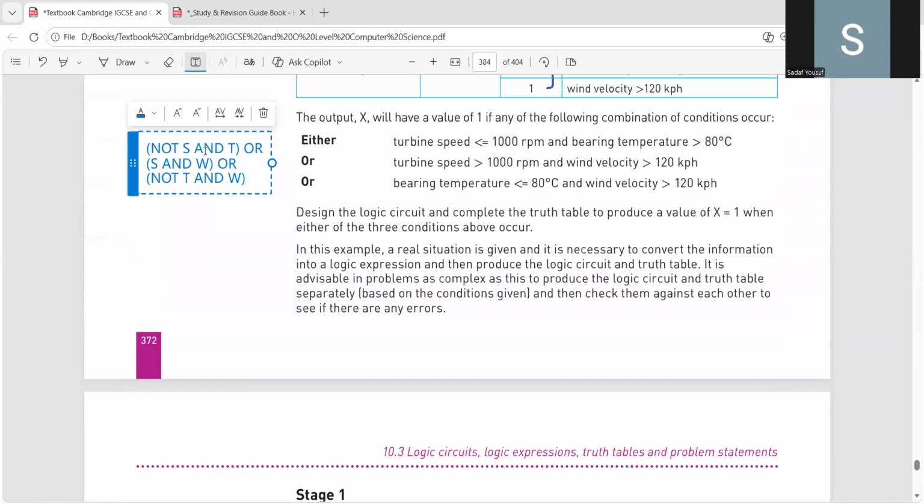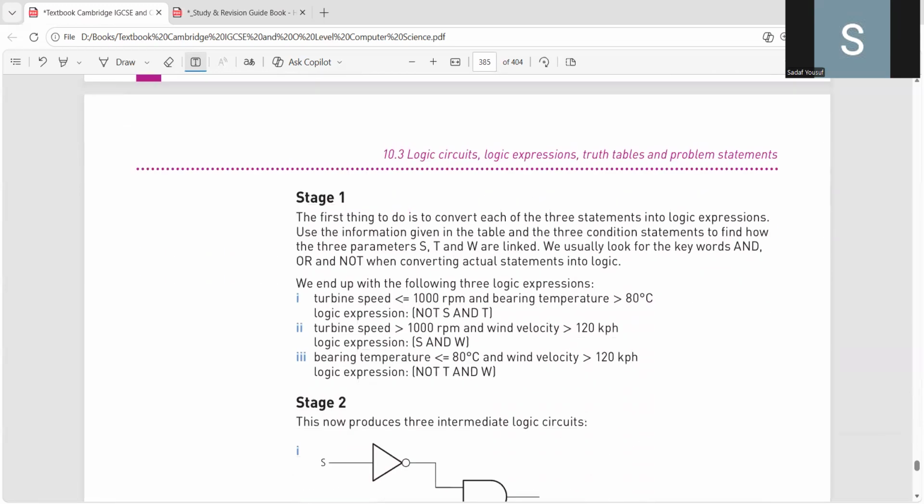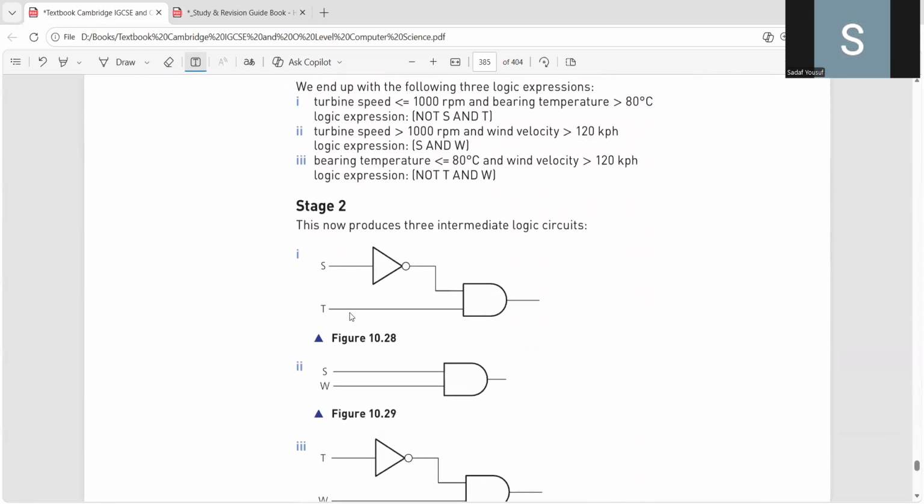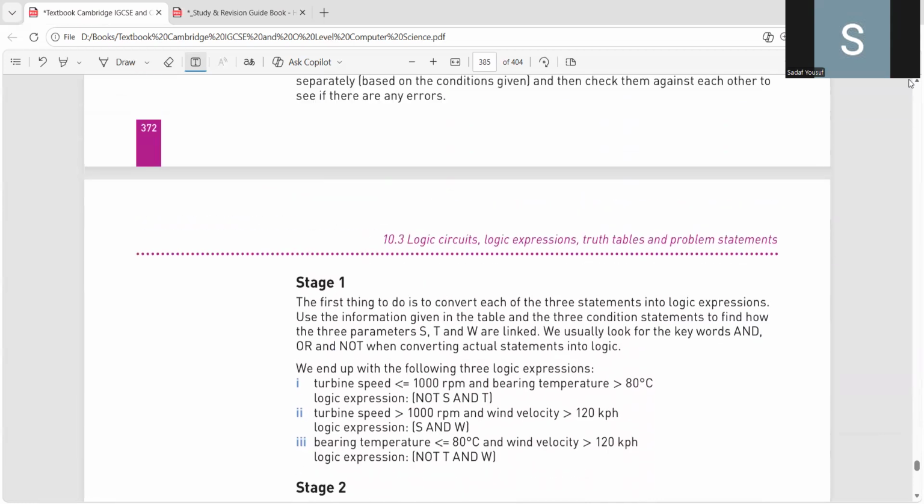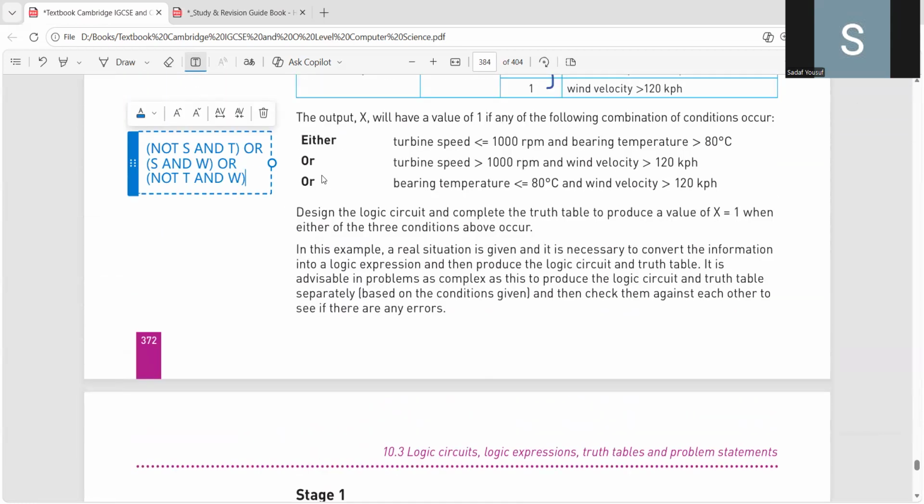The first one was not S and T. So you simply draw a small circuit. This is something that we are telling the beginners, the ones who are practicing for the beginning. Not S and T is the first one. So you have made the small intermediate circuits: the first one is not S and T, the second one was S and W, and lastly, it was not T and W. So not S and T drawn, S and W drawn, not T and W supposed to be drawn.